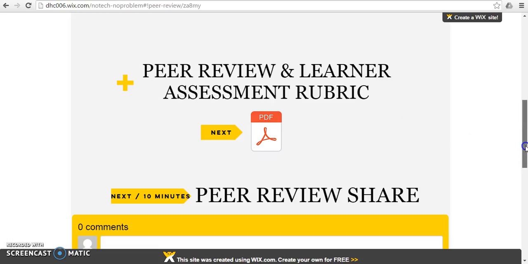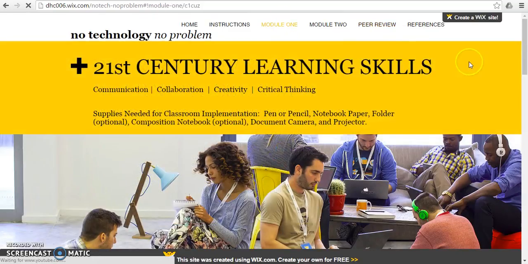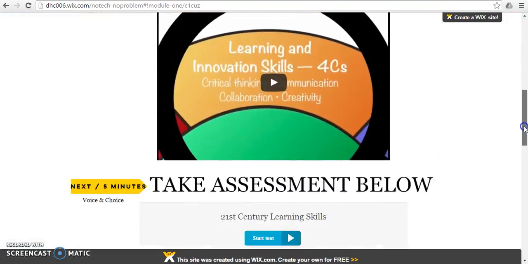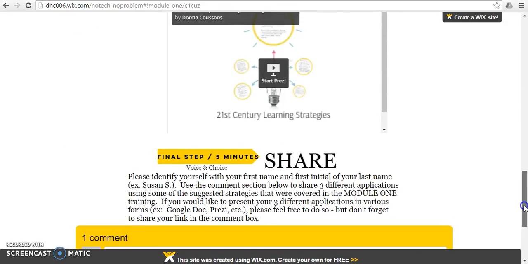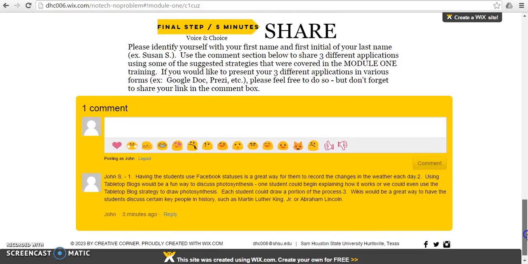Now, per the instructions, we're going to go back up to Module 1. And at the very end of Module 1, this is where we're going to find where our peers have shared various strategies. For instance, and per the instructions, each online training participant is going to share 3 different strategies, how they can see implementation in the classroom. So we see here that John S. has shared his 3 strategies. Let's go ahead and review those real quick.